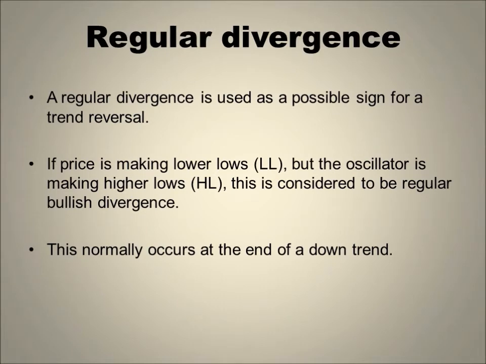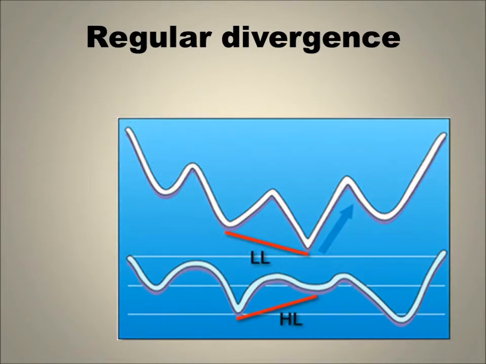So here's an example of regular divergence. It just means that there is a possibility that the trend will reverse in the future. Now, if the prices are making lower lows, but the oscillator is making higher lows, it is considered to be a regular bullish divergence. And again, this usually occurs in a downtrend. So let's take a look to see what this actually looks like.